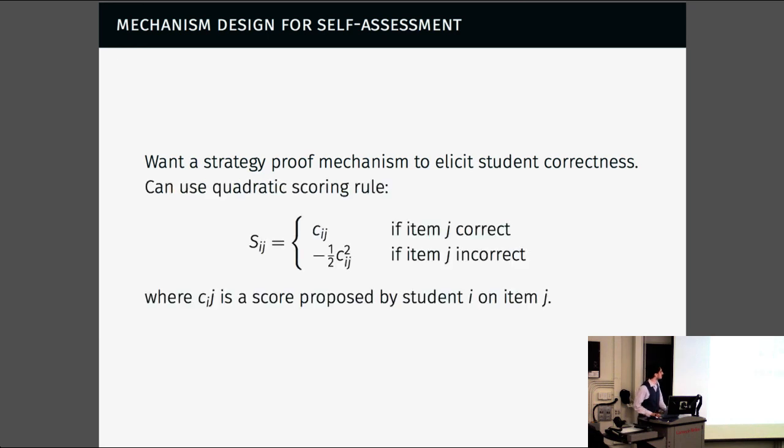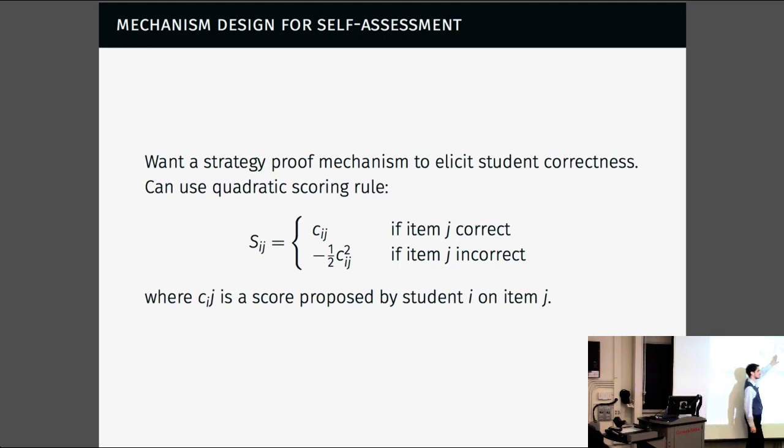OK. So here's one thing we can use. This is a quadratic scoring rule, which has been used, I think, for decades in different settings. The idea is that S sub ij is going to be the score we assign student i on item j. So this is what score we give them. Presumably the student wants to maximize the score. That's the assumption here. And if item j is actually correct, we're going to give the student score C sub ij, where C is what the student tells us is their confidence. We ask the student to give a score on the problem. And we'll see what the score corresponds to.